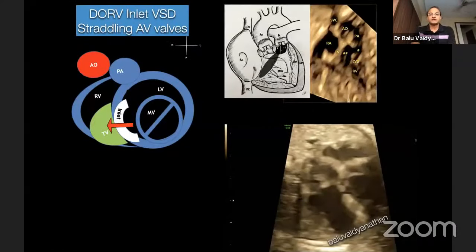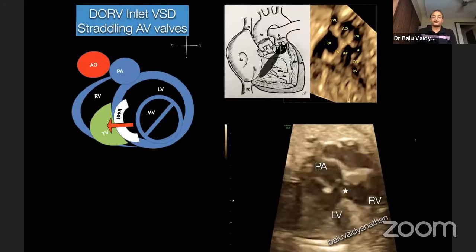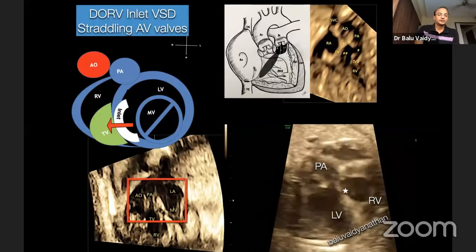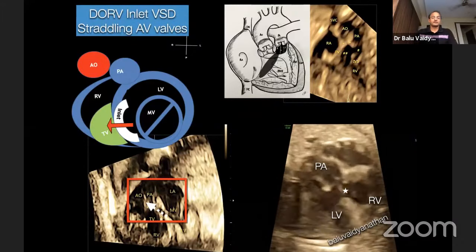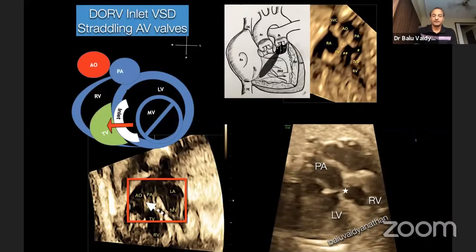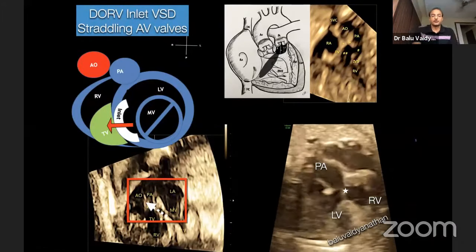So here is a classical example. You see here, there's a VSD, and you see the valve connections here, over here. And because of this, that's the star where I have shown the VSD. You see protruding valve tissue into the VSD. So because of this, it is not possible to route the LV to either of the outflows. So that is one example of what we call a non-routable type of VSD. So here a biventricular repair or anatomical repair is not possible.